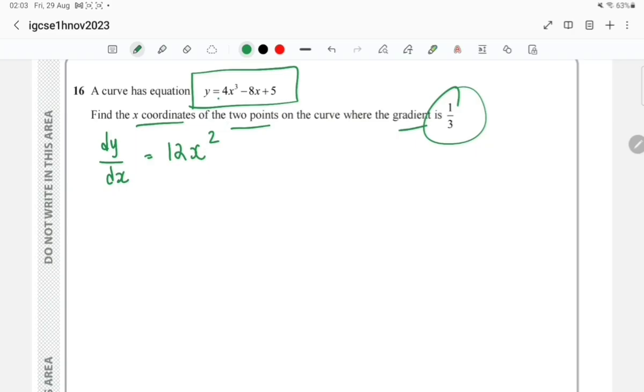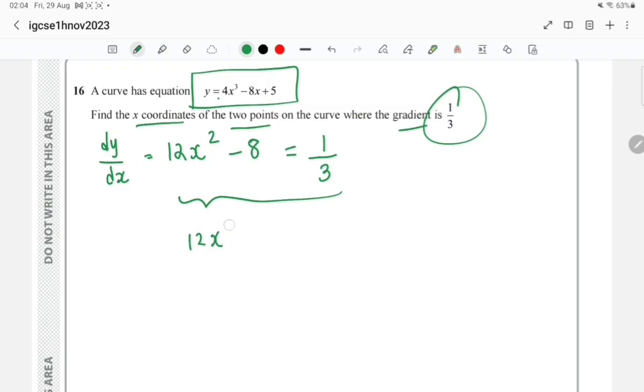Same thing over here. Differentiate minus 8x, it would become minus 8x to the power of 0, which is equal to 1. So just leave it as minus 8. And differentiation of a constant is 0, so we don't need to write it down. Now it says that the gradient is 1/3, so I'm just going to equate this to 1/3. And now we can solve this to find the values of x.